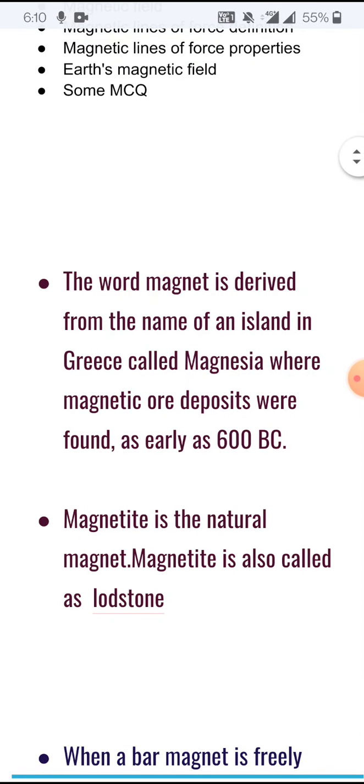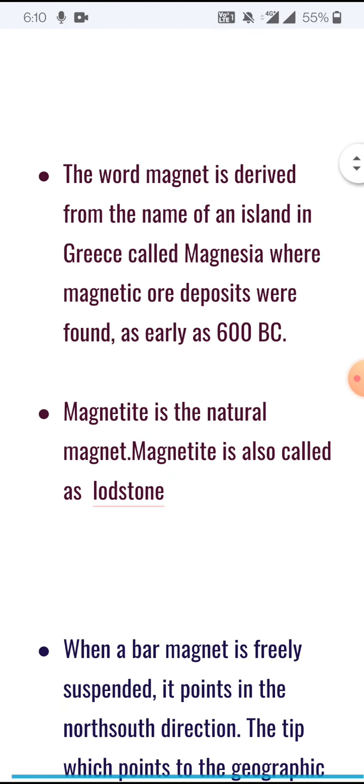The word magnet is derived from the name of an island in Greece called Magnesia, where magnetic ore deposits were found as early as 600 BC. Magnetite is the natural magnet. Magnetite is also called a lodestone. This magnetite or natural magnet is a weak magnet.